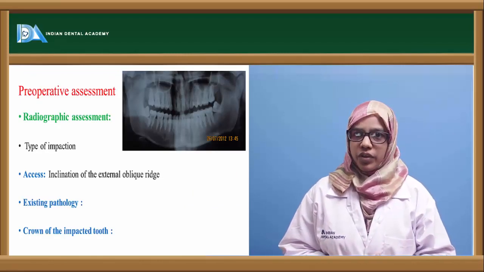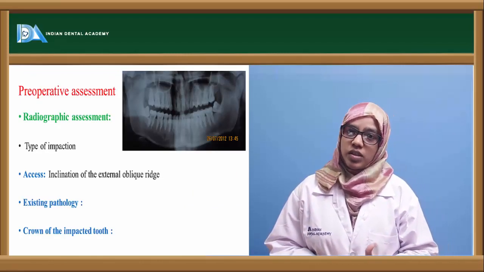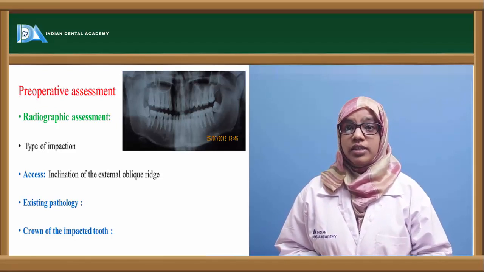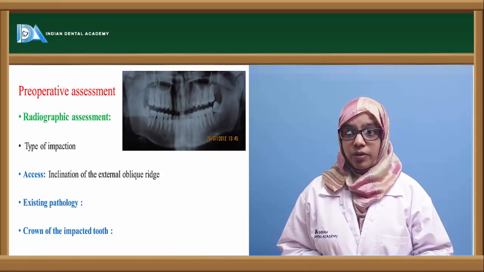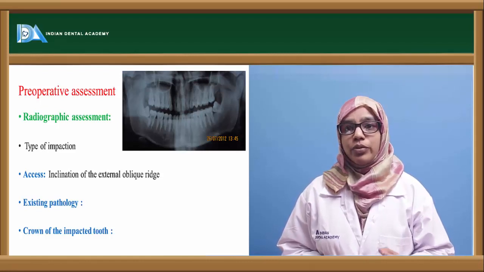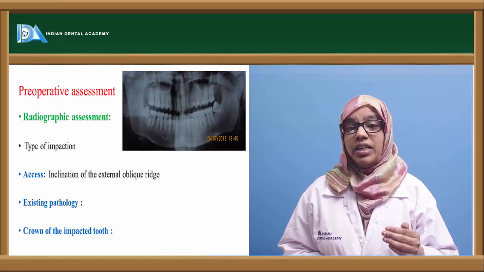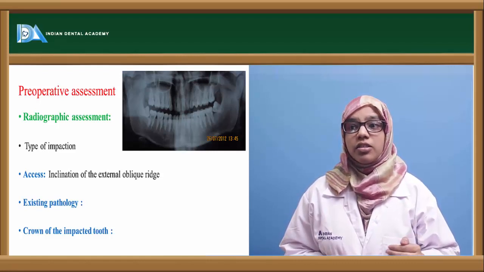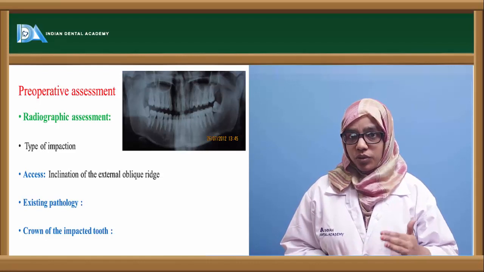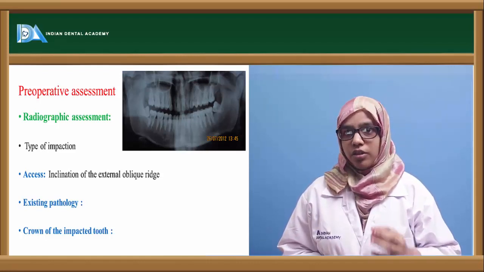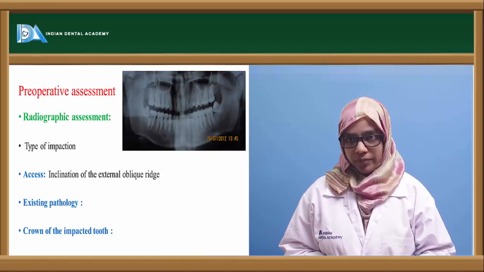Then you do a radiographic assessment. Now, radiographic assessment will help you to find out the type of impaction, whether it is mesioangular or distoangular, and it also will help you to find the axis. Now, the axis is determined radiographically by checking the inclination of the external oblique ridge. If the tooth is covered by the external oblique ridge, that is, there is an amount of bone covering the tooth, you need to do a lot of bone drilling.